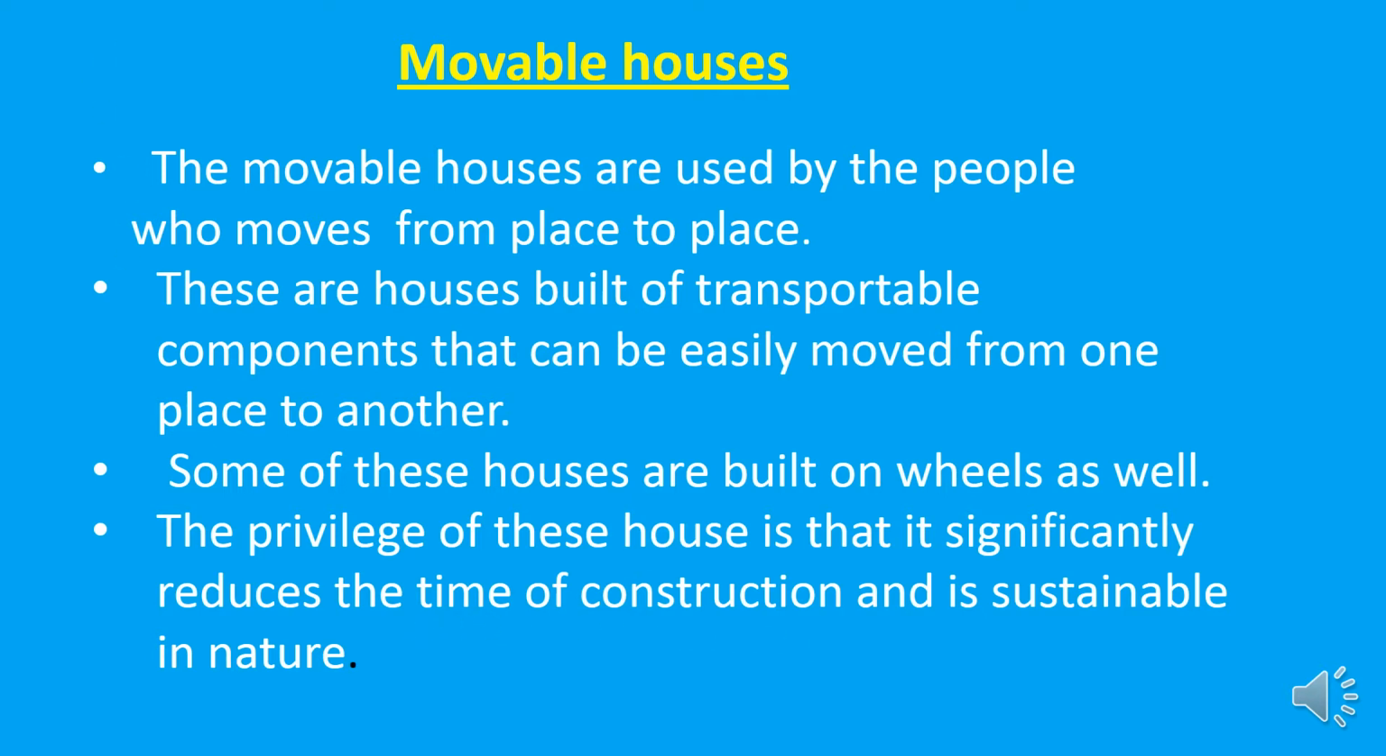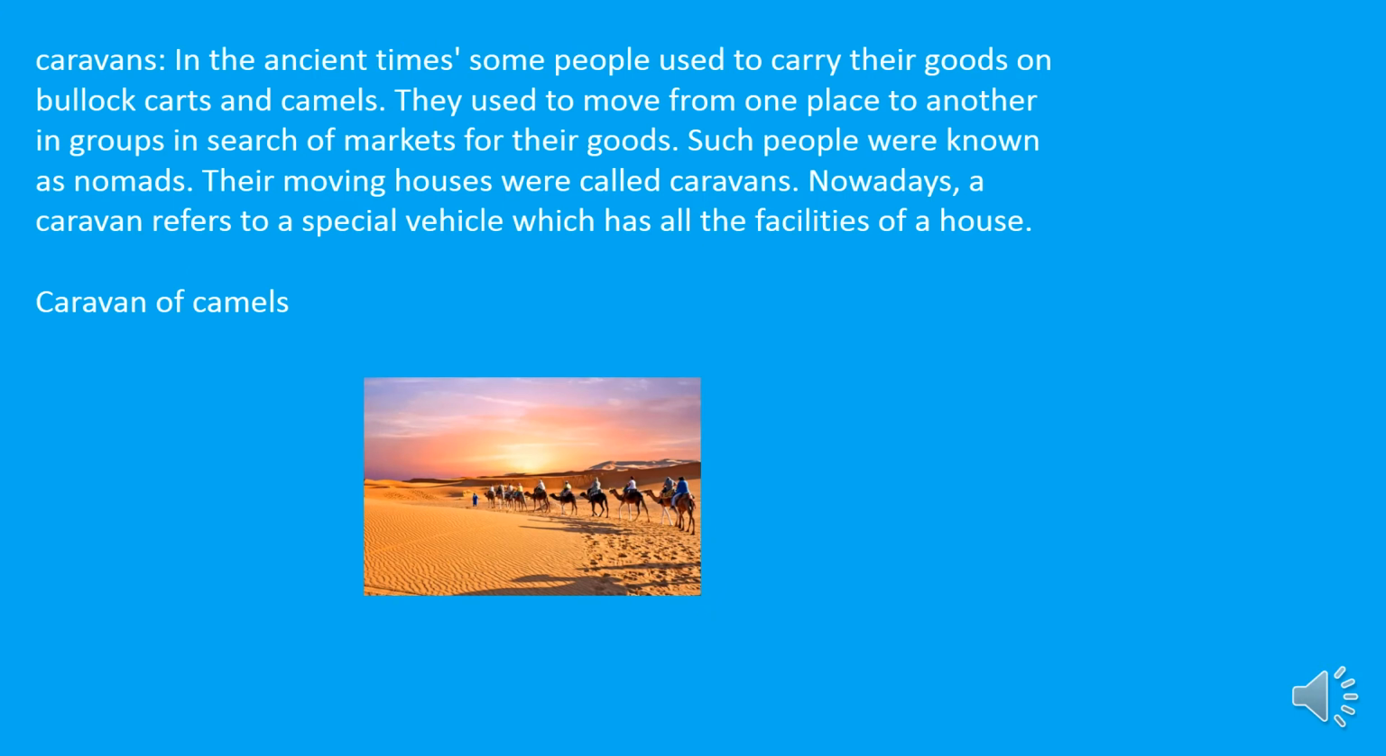Okay, children, now we learn about caravans. Caravans are examples of mobile houses. In ancient times, some people used to carry their goods on bullock carts and camels. See this picture? They are carrying their goods on camels. They used to move from one place to another in groups.